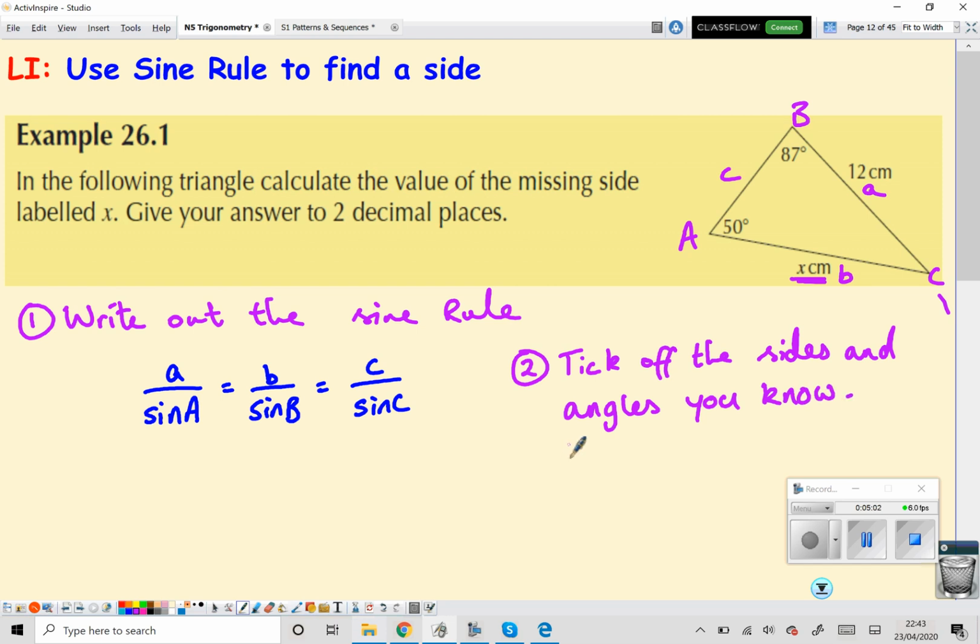And at the same time, I would also circle the side or angle you're trying to find.